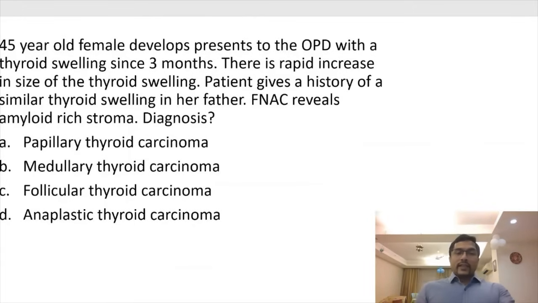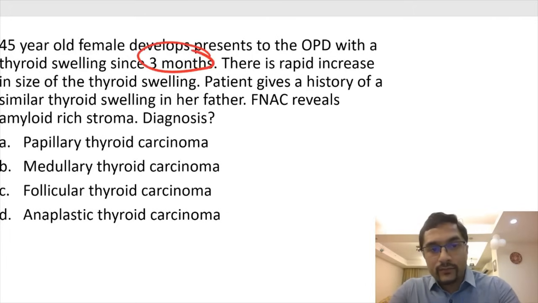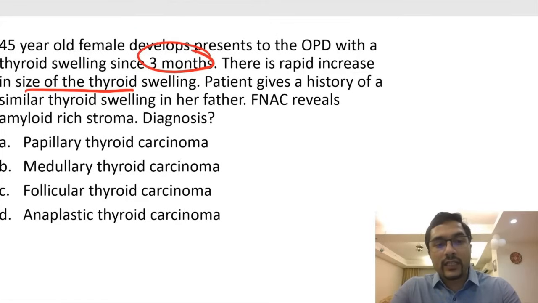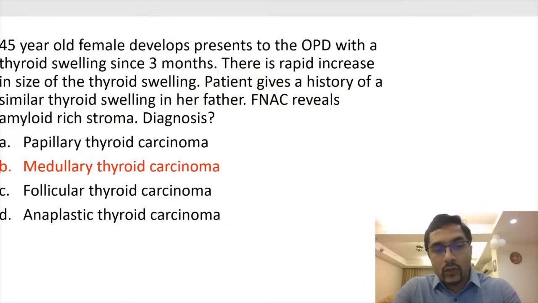So the next question is that a 45-year-old female presents to the OPD with a thyroid swelling of 3 months duration. There is rapid increase in size of this thyroid swelling and patient gives a history of a similar thyroid swelling in her father. FNAC reveals an amyloid-rich stroma. This question has been asked many, many times. Diagnosis. So an amyloid-rich stroma, you know, is a classical sign of medullary thyroid cancer.